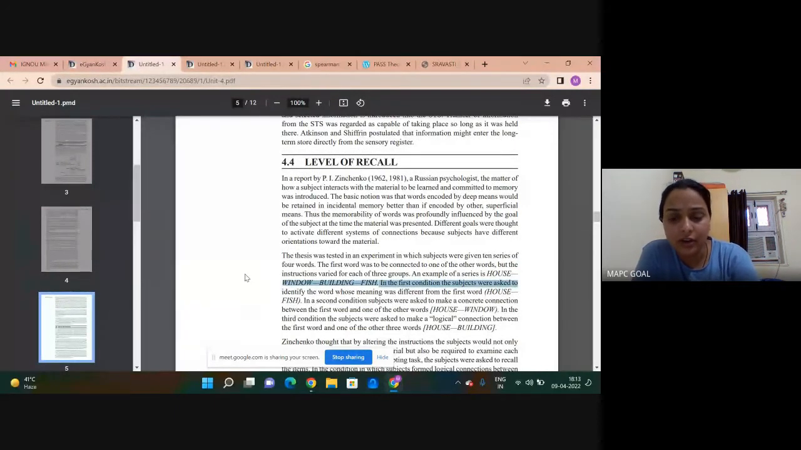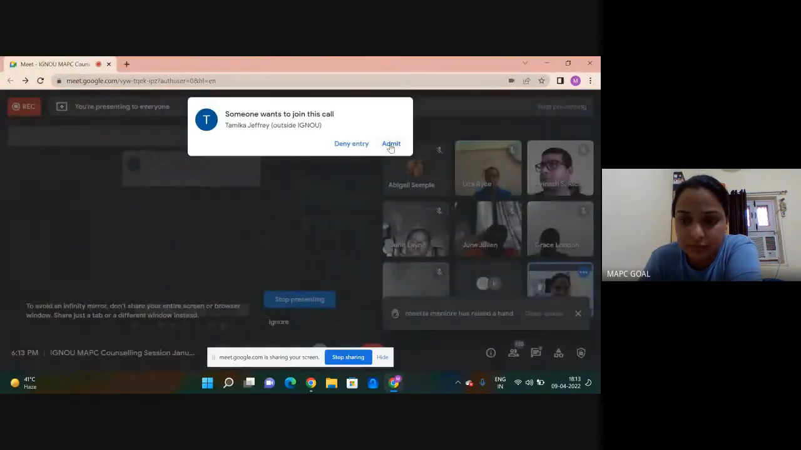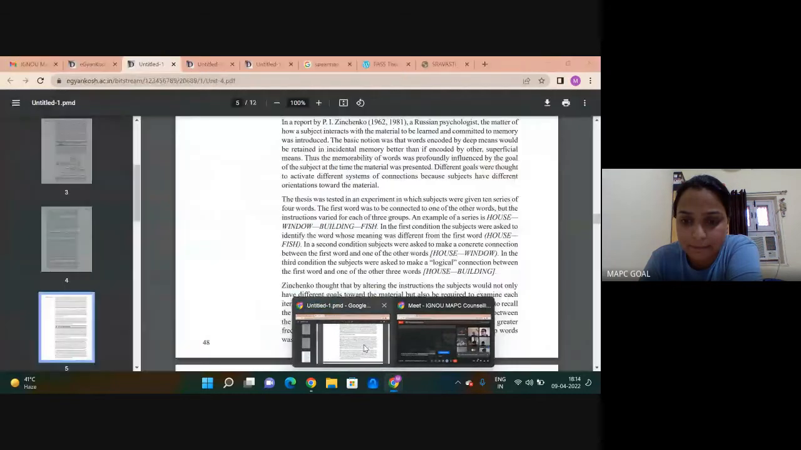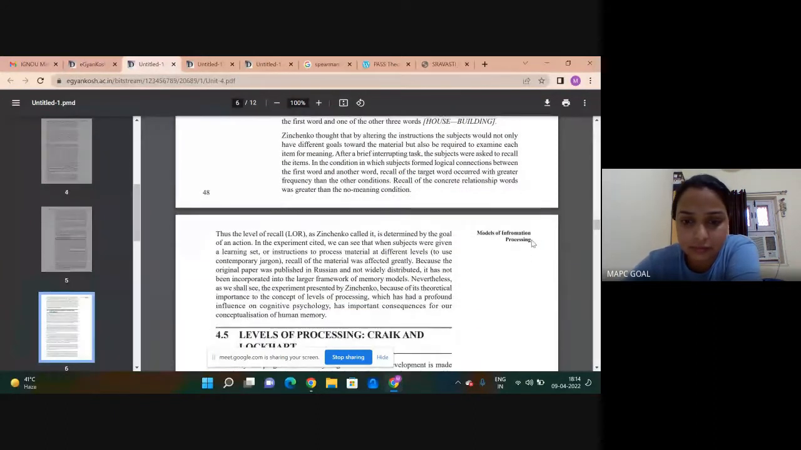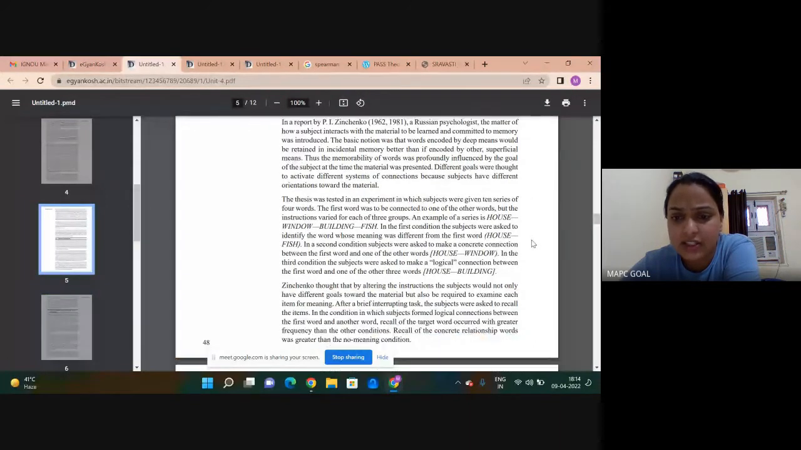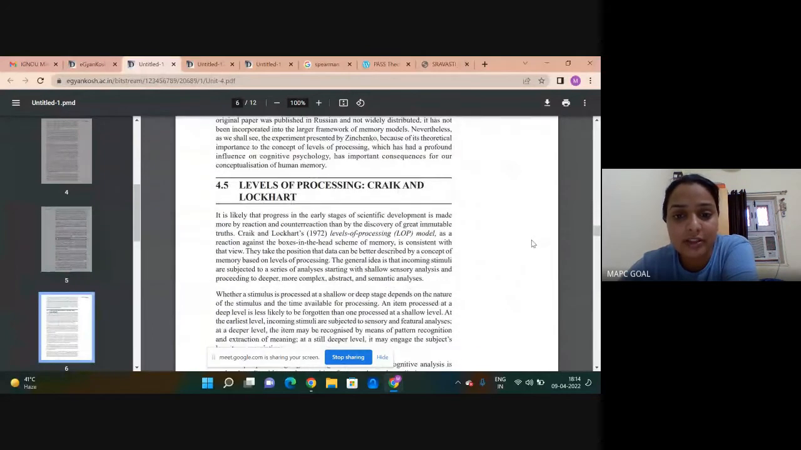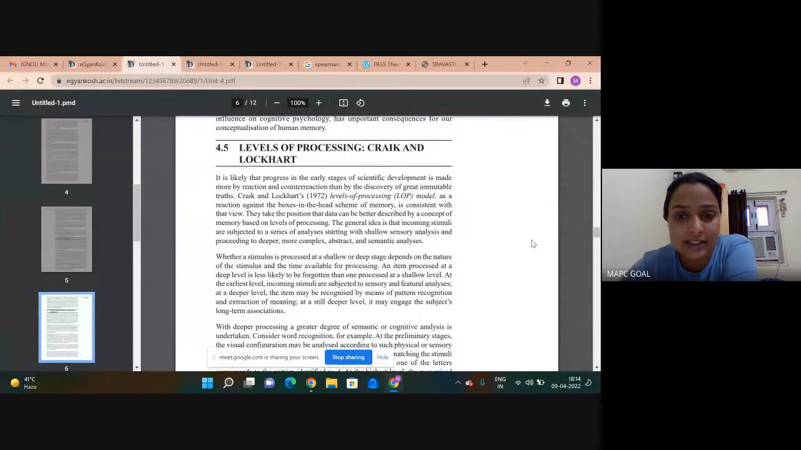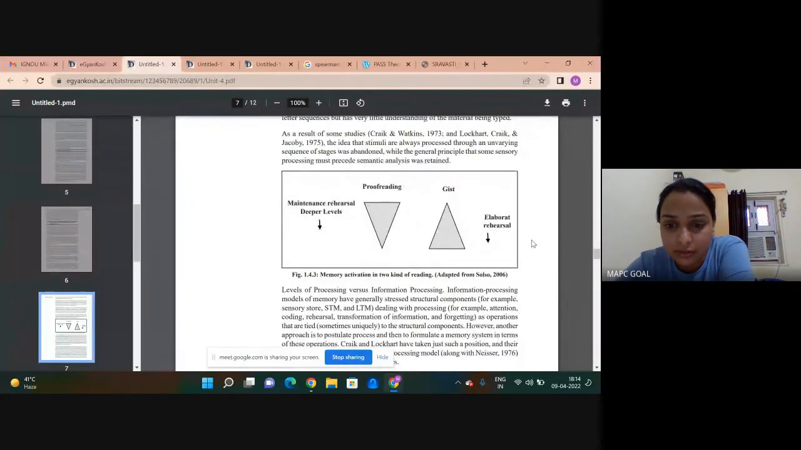And level of recall. Somebody has joined, I guess. So here are some research studies that have been mentioned on level of recall, how we recall information. Level of recall depends on our level of processing also. This model was given by Craik and Lockhart in 1972. It is known as the level of processing model.